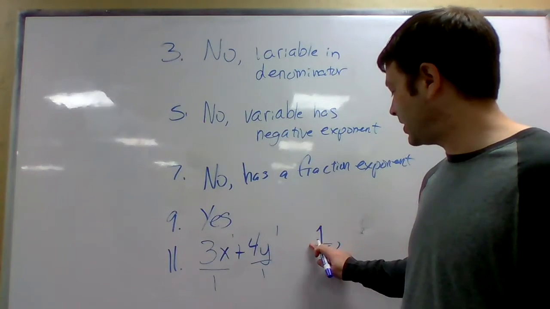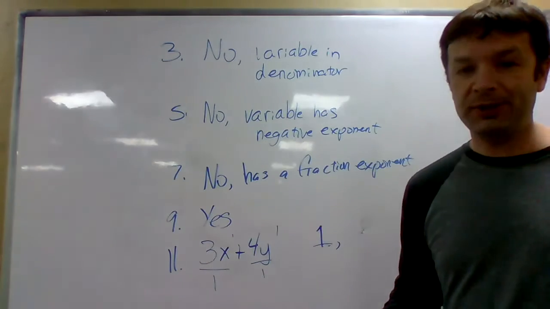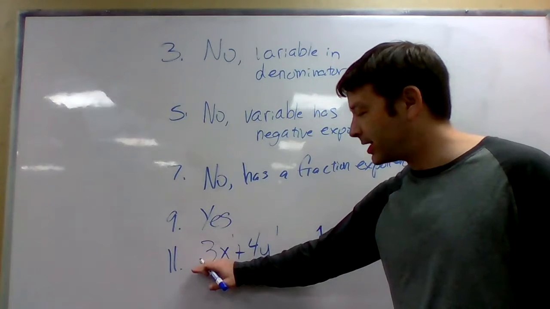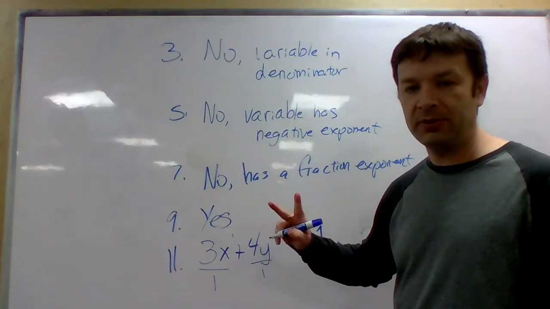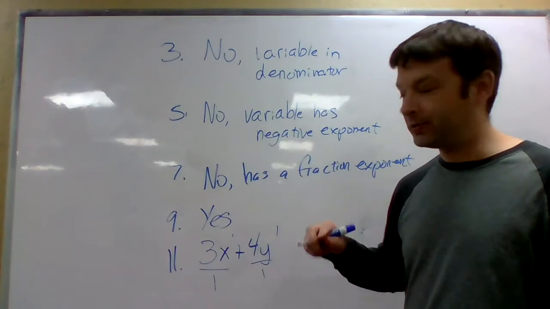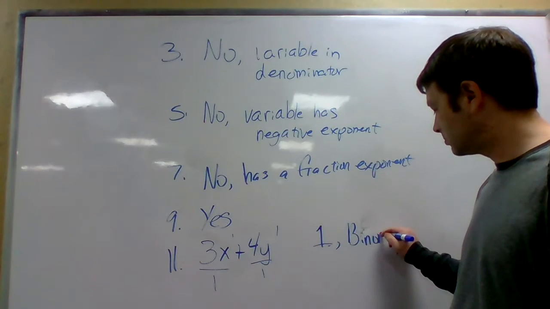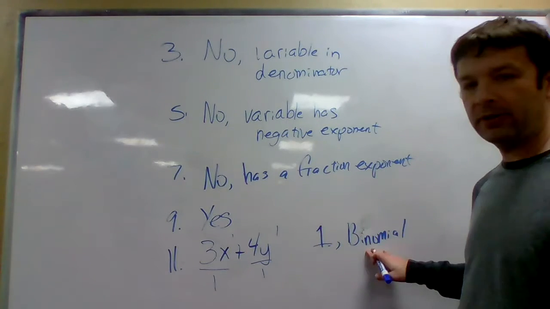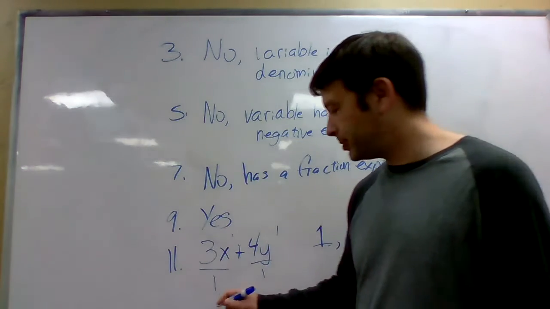Okay, the second answer is what kind of polynomial is it? How many terms does it have? It has 1, 2 terms. What's that called with 2? Two wheels. It's called a bicycle. This is called a binomial. They're all like monomial, binomial, trinomial, polynomial.